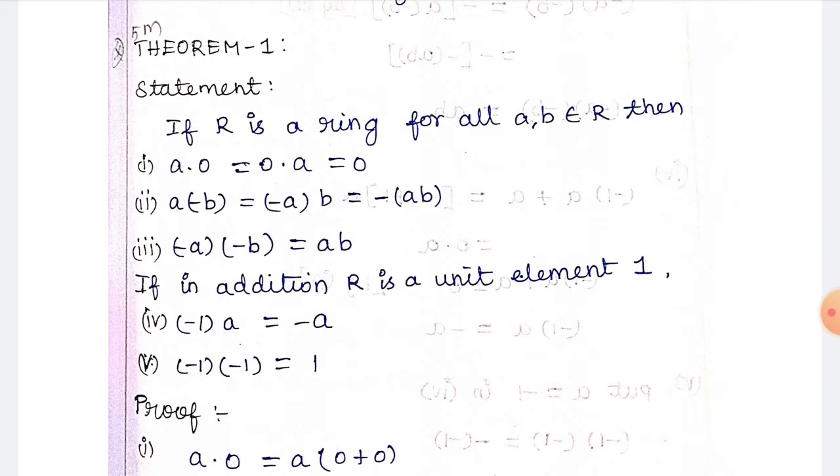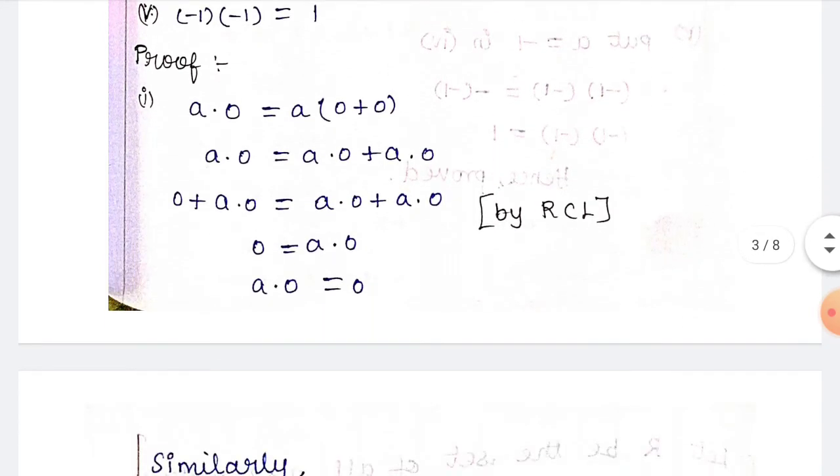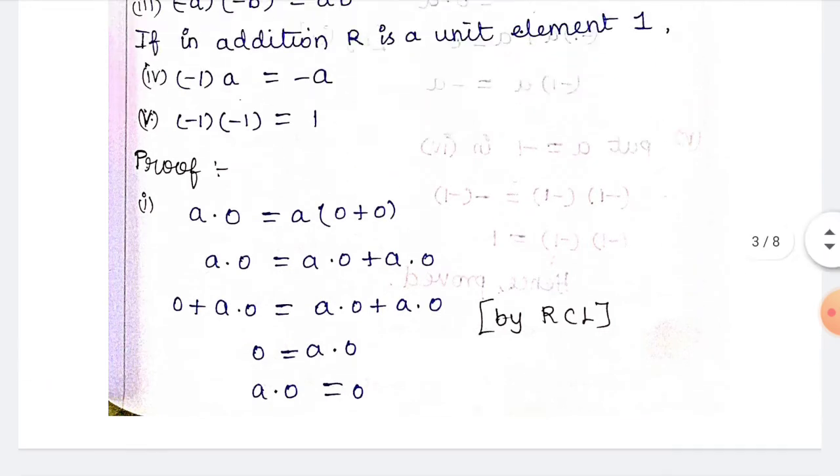a(-b) is equal to (-a)b is equal to -(ab). (-a)(-b) is equal to ab. In addition, if R has a unit element, then (-1)a is equal to -a, and (-1)(-1) is equal to 1. So we have to come to the proof of 1, that is, the proof of a·0.